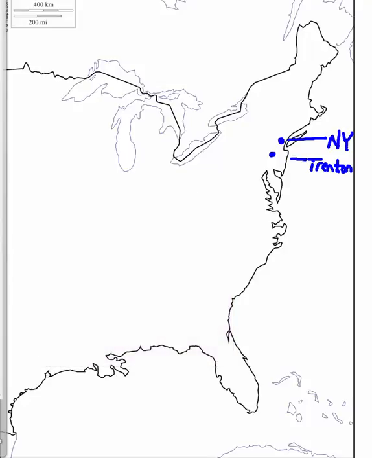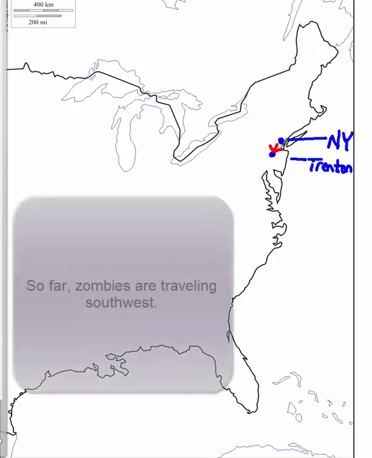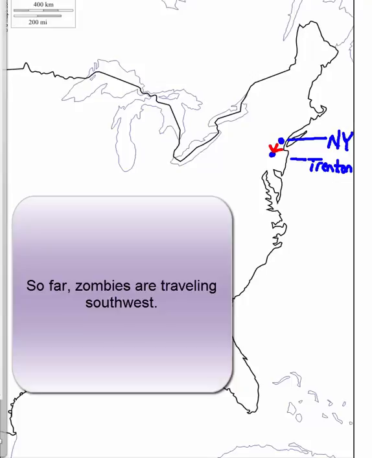Ask yourself, which direction did the zombies travel? They started in New York City, and then they went to Trenton, New Jersey. I think we can easily see that they went that direction. So the spread now is kind of to a southwest location. And so we're on our way if we understand that.